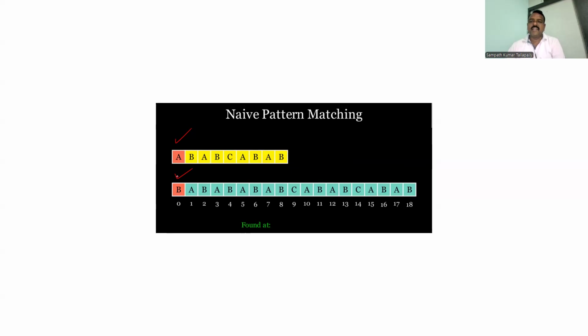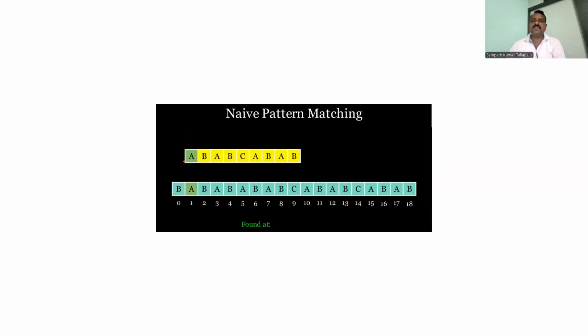If they are the same, we are going to compare the second element of my substring with the second element of my actual string. Now, if you can see this, these two characters are not matching here. So when these two are not matching, we are going to take the first element of my substring and compare it with the second element of my actual string, and we see that these two characters are matching.